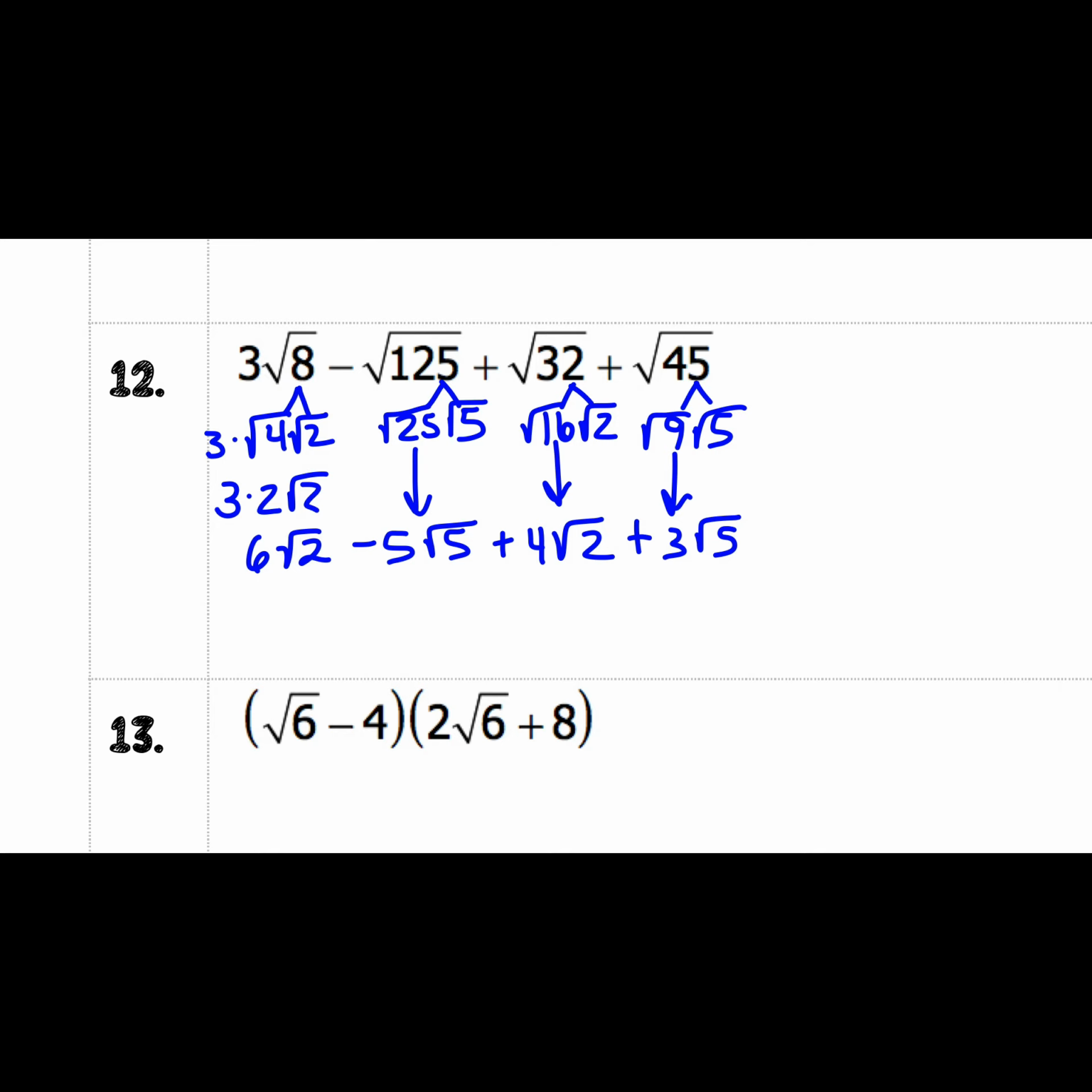So our next step is to combine any pieces that are alike. We have 2 pieces. We have the square roots of 2. I have 6 of them and 4 of them, so altogether we have 10 square roots of 2. And then the other piece would be the square root of 5. I have negative 5 of them and positive 3 of them, so I'm left with negative 2 of them. And so this should be your final answer for problem number 12.